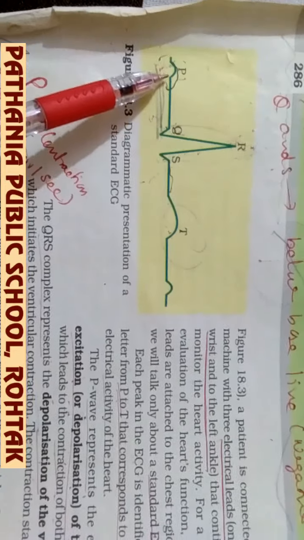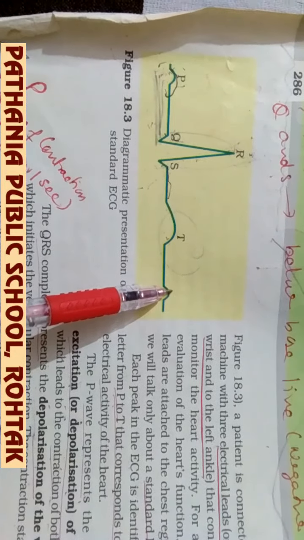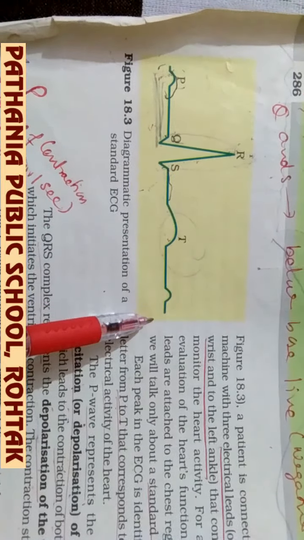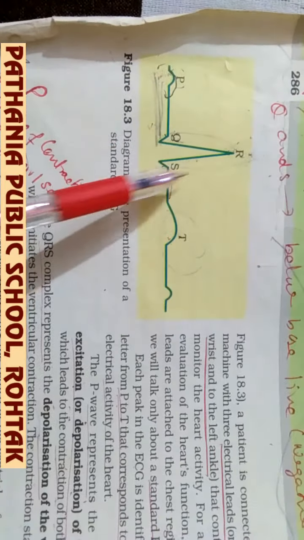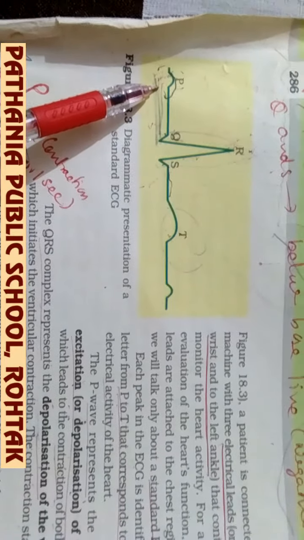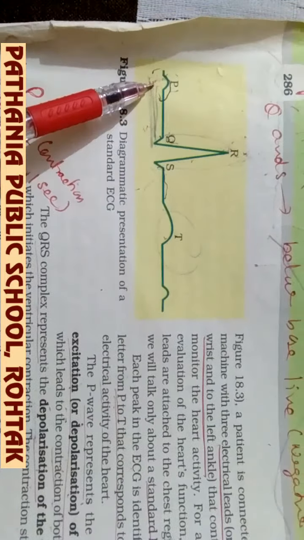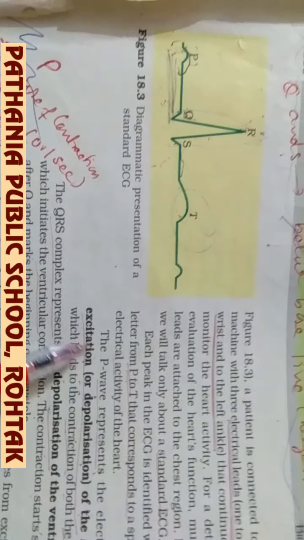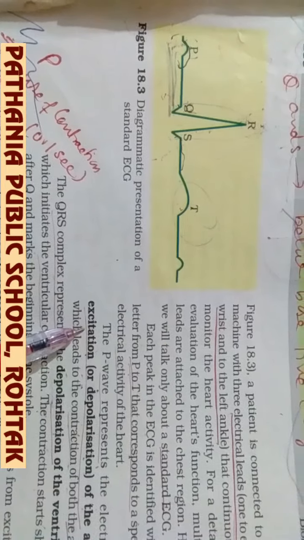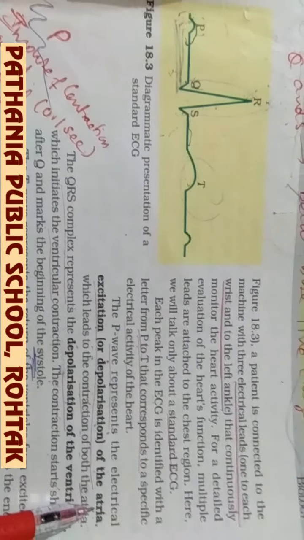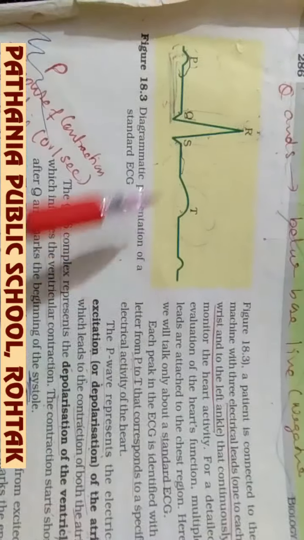Now come to here. Here you can see the electrocardiogram of a person is shown. It is the normal electrocardiogram. So P, Q, R, S and T waves are shown here. This P wave is representing the initiation of atrial systole. This is the initiation of the excitation wave, and it is showing the initiation of atrial systole or depolarization of the atria.